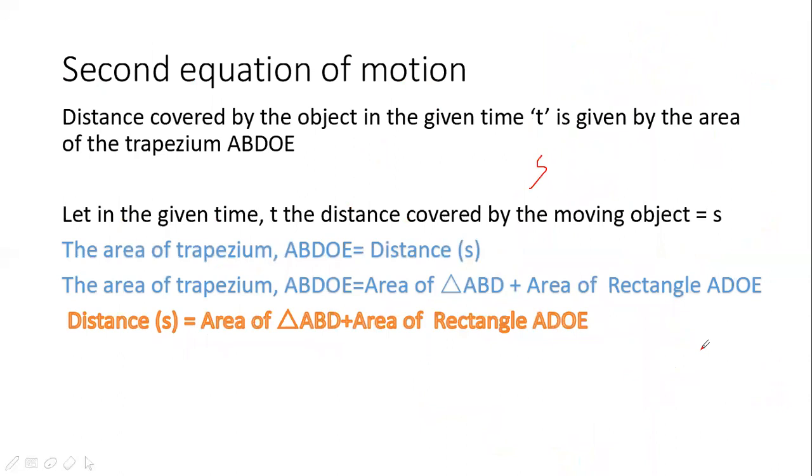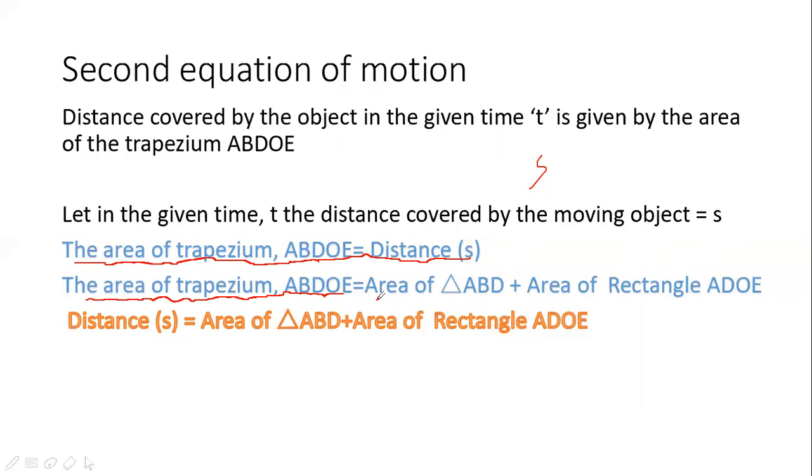Let in the given time t, the distance covered by the moving object be s. Distance is represented by s. You should remember that the area of the trapezium in the given diagram, ABDOE, is the distance represented by s. The area of the trapezium will give you the distance traveled.